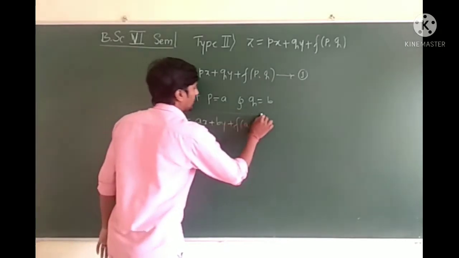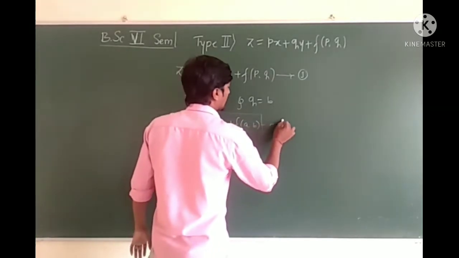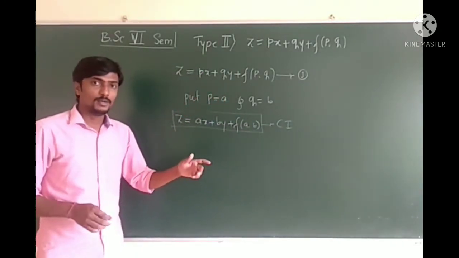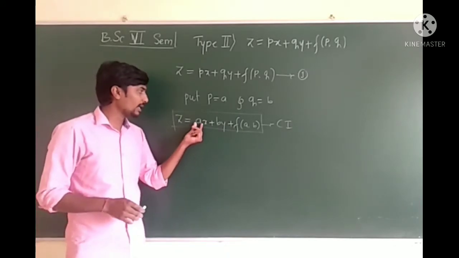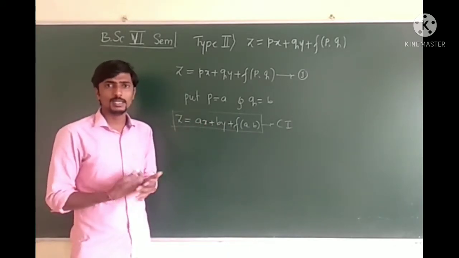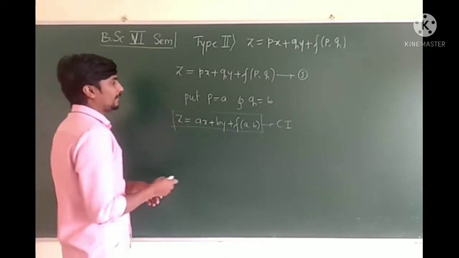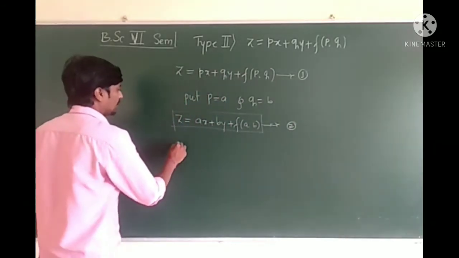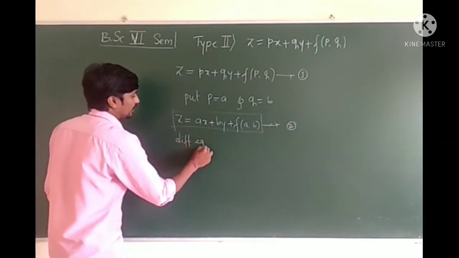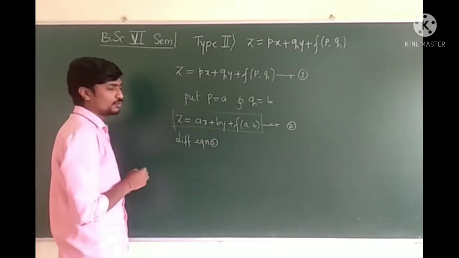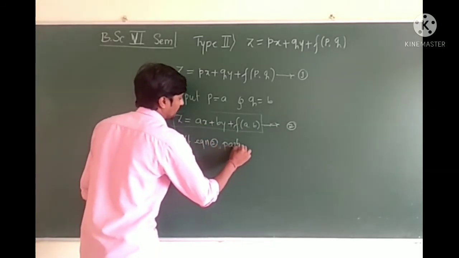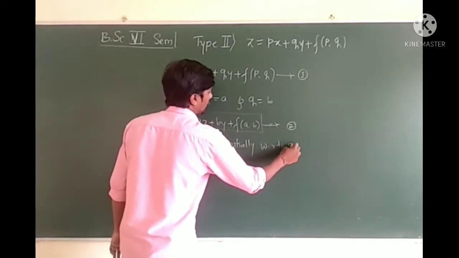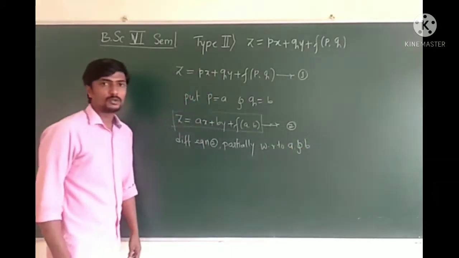So this is the complete solution, or complete integral. Now, how to find the singular solution? We have to eliminate the values a and b. For that we consider this equation as equation 2, and now we differentiate equation 2 partially with respect to a and b.